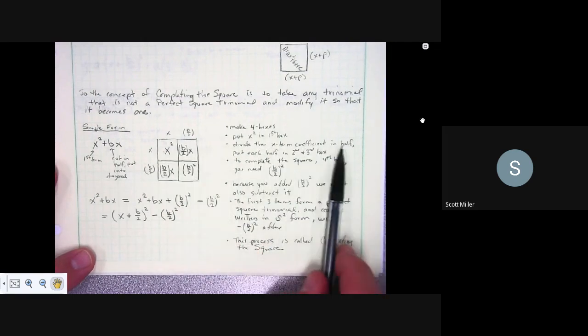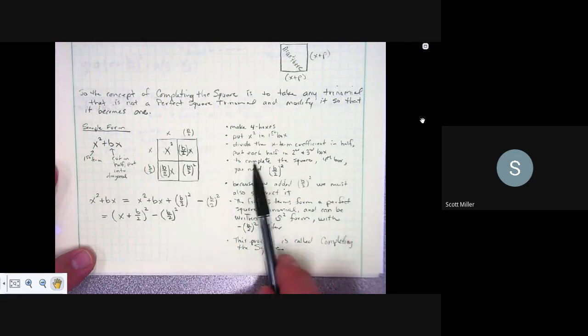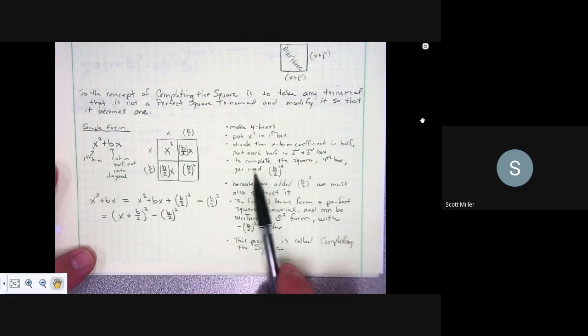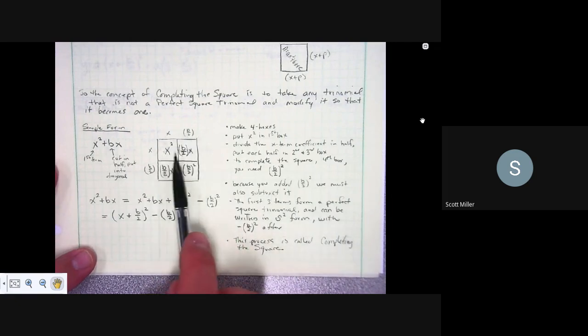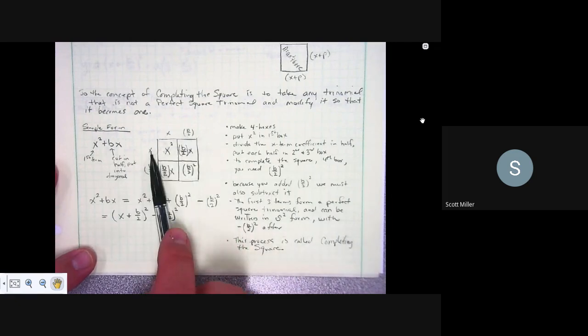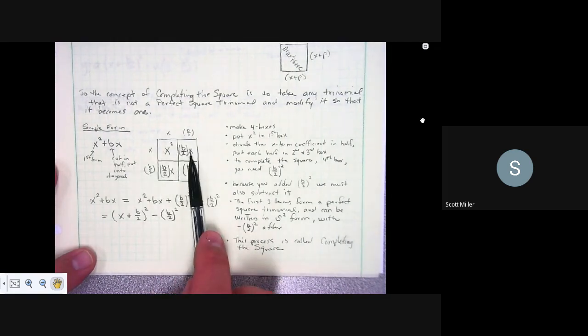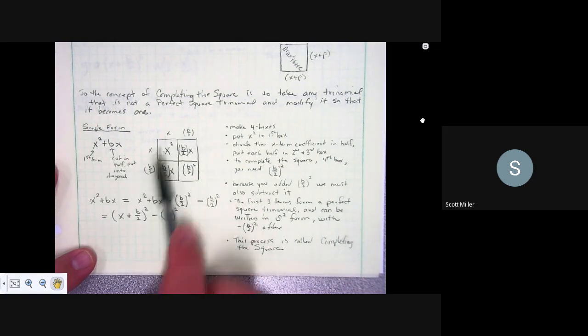Divide the x term coefficient in half, put each half in the second and third box, like so. To complete the square, the fourth box, you need, because when we do GCF, if I have that, that's an x. That times that is that. That times that is that. That times that has to be that. So that's the only thing that can happen there.